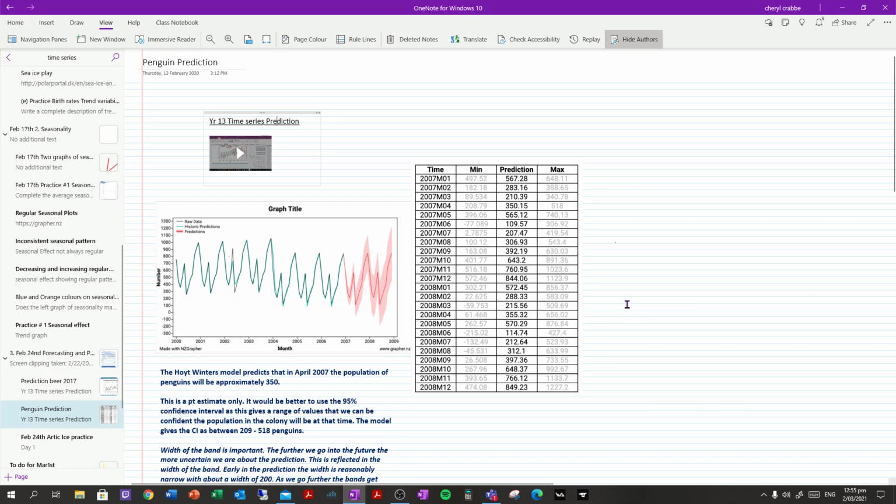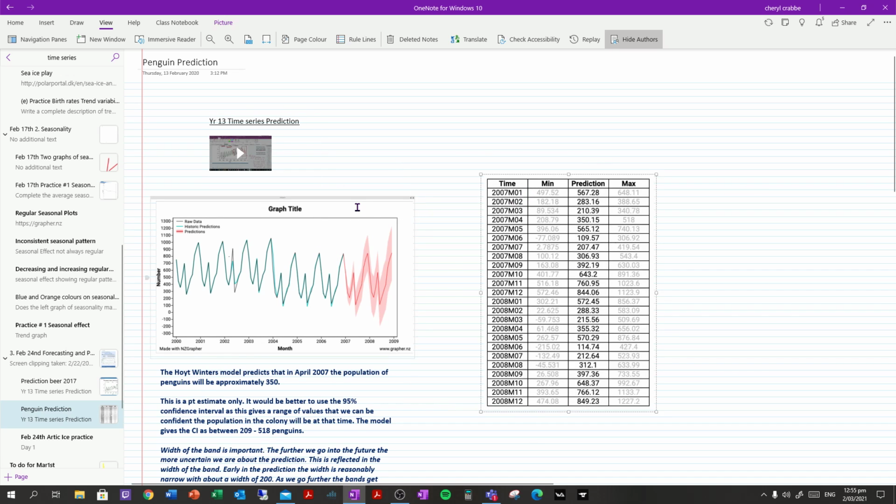Okay, we're just going to go through quickly the note page on penguin prediction, and you can find this page in your OneNote. Prediction is very straightforward. You need two graphs. You need this chart that comes up as a forecast chart and the graph itself. The stuff in red is your prediction. This is the model making a prediction in the red.